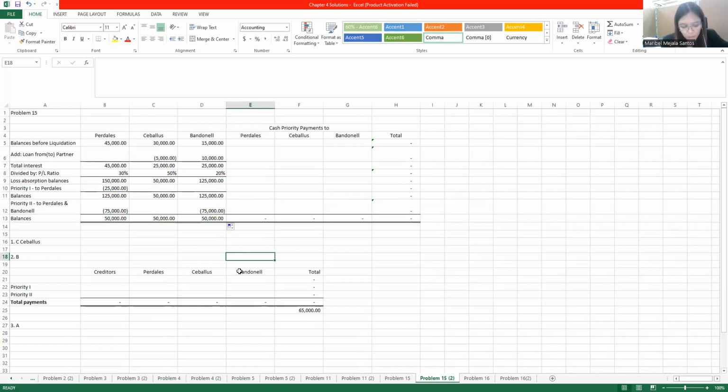Now, question number 1. The partner most vulnerable to partnership losses. Of course, it's C. Kasi siya yung last priority.